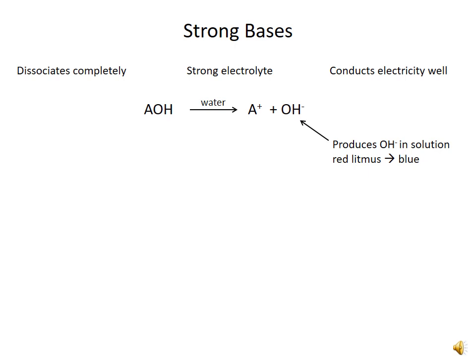This can also be detected using litmus paper, but in the case of a base, we're going to be observing red litmus paper turning blue. Finally, I've given an example of a specific strong base. In this case, it's lithium hydroxide. It completely dissociates when put in water into the lithium cation and hydroxide anion.